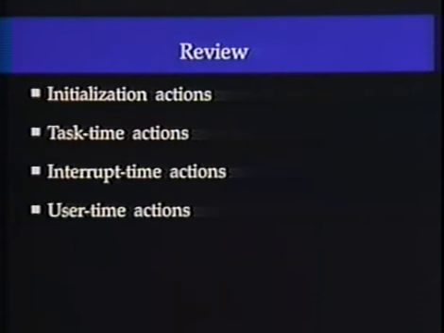So for a review, we've discussed all the actions and responsibilities of device drivers for initialization, task time, interrupt time, and user time actions. For additional information on the topic we just covered, be sure to take a look at the written questions and answers that accompanied this videotape.